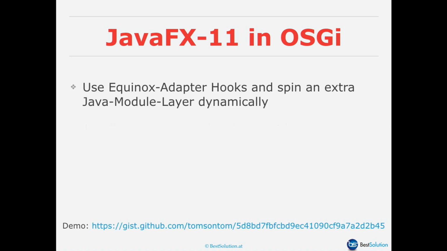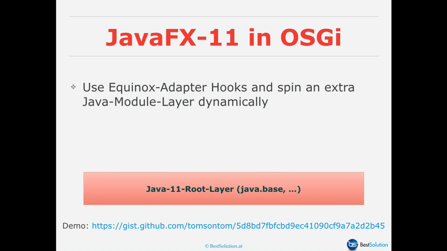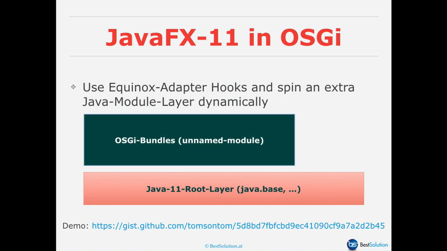We once more use our adapter hook strategy. When we look at the layers, we have the JavaFX root layer, which contains java.base and all this stuff. Then we have OSGi running in the unnamed module. It's just an ordinary Java library running in the unnamed module because it runs on the class path. And what we do now at runtime, many people think that the JPMS, or Java Module System, is static. This is not true. You can spin up so-called layers at runtime and install modules at runtime.